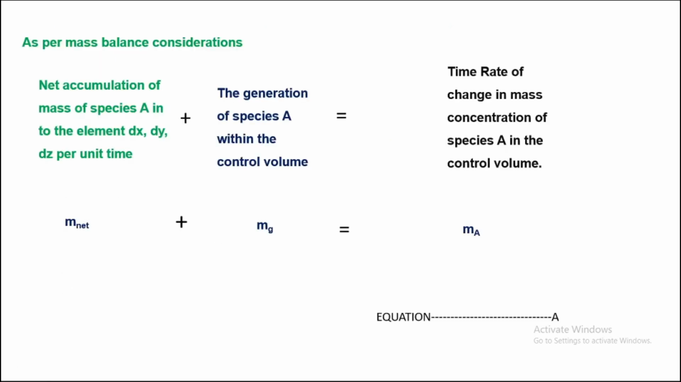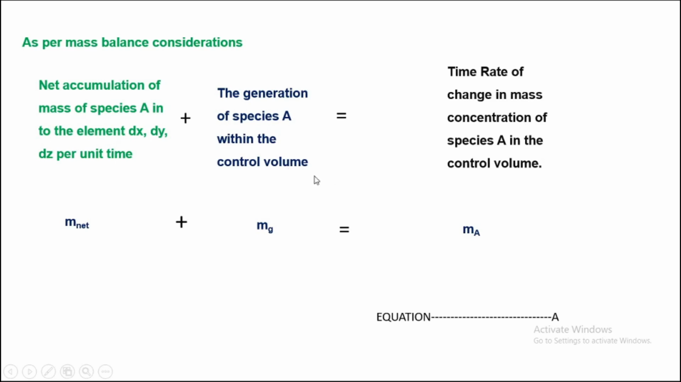The mass balance in this element is given by this equation A. That is, the net accumulation of mass of species A in the element dx, dy, dz per unit time plus the generation of species A within the control volume is equal to the time rate of change in mass concentration of species A in the control volume.